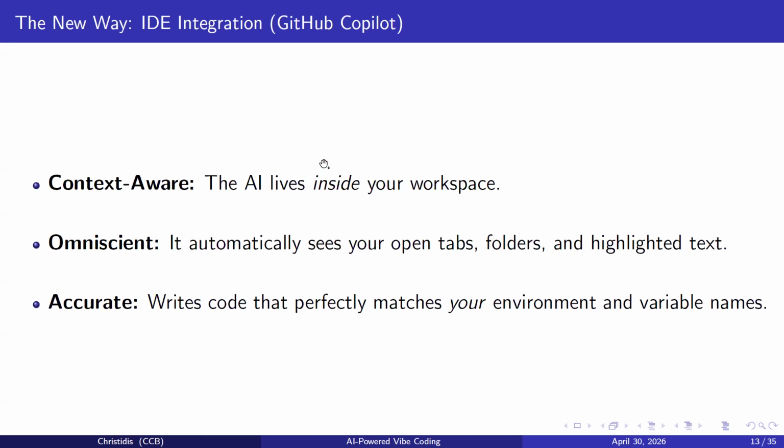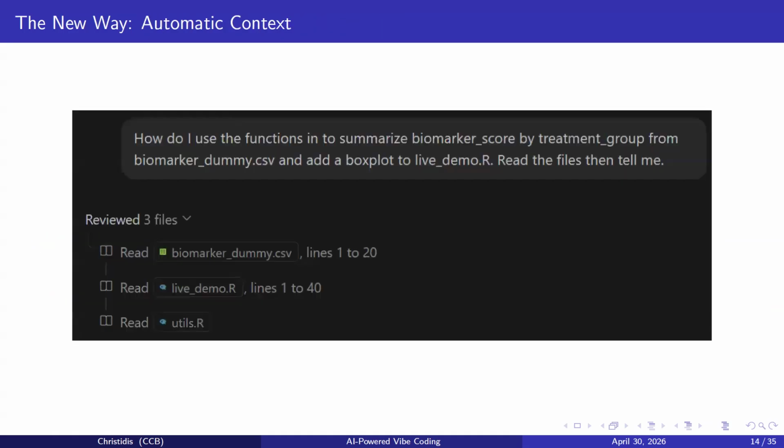The AI lives inside your workspace. It automatically sees your open tabs, folders, highlighted text, or just any file in your project in general. And it writes code that perfectly matches your environment and variable names. So, which is a much more productive way to generate code or write your favorite or update your Bioconductor package.